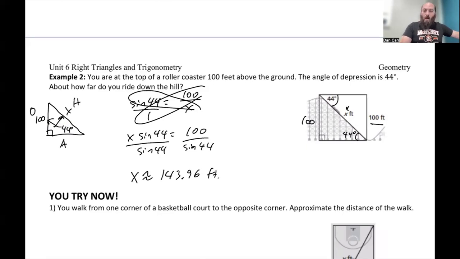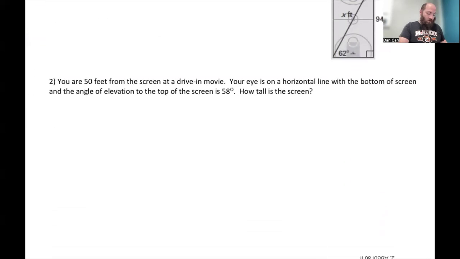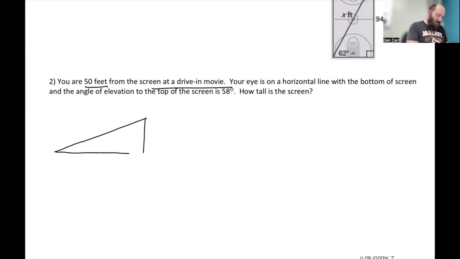There is one more style of these problems. I think you try number 2 now, real fast. Yeah, I'm going to do this one. So we're going to draw this out real quick. You are 50 feet from the screen at a drive-in movie. So if I look at it like this, here's the screen. You are 50 feet away. This is not a very good drawing, but this is 58 degrees to look up. Your angle of elevation to the top of the screen is 58 degrees. How tall is the screen? So we're going to call that H.